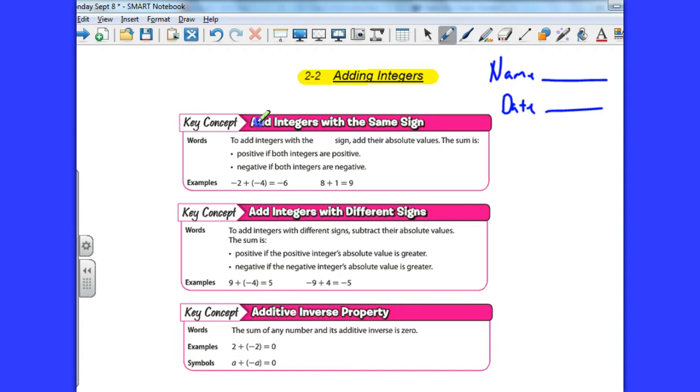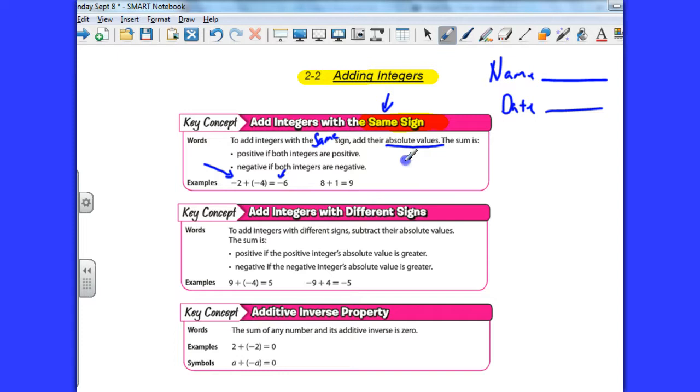Let's start talking about the first key concept, adding integers with the same sign. This is normally what you do. To add integers with the same sign, you're going to add their absolute values. Now, you might be thinking, why are we saying it like that? Well, when we're talking about negative numbers, such as this example right here, if you have -2, imagine you have $2 of debt, or you owe somebody $2, and then you also owe someone else $4. You owe a total of $6.